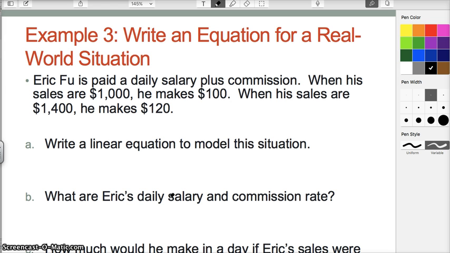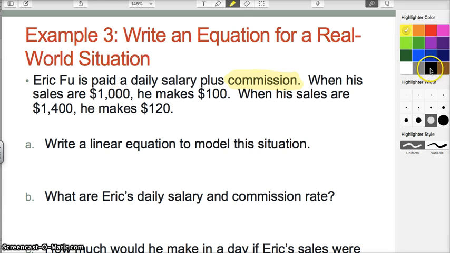Here we have Eric Fu, who is paid a daily salary plus commission. So every day he is paid a salary, the given money that he knows he's going to get just for showing up at work, and then he's paid a commission. Commission, I hope you know. If you don't, I'm going to just remind you. A commission is the amount of money that you make based on the things that you sell.